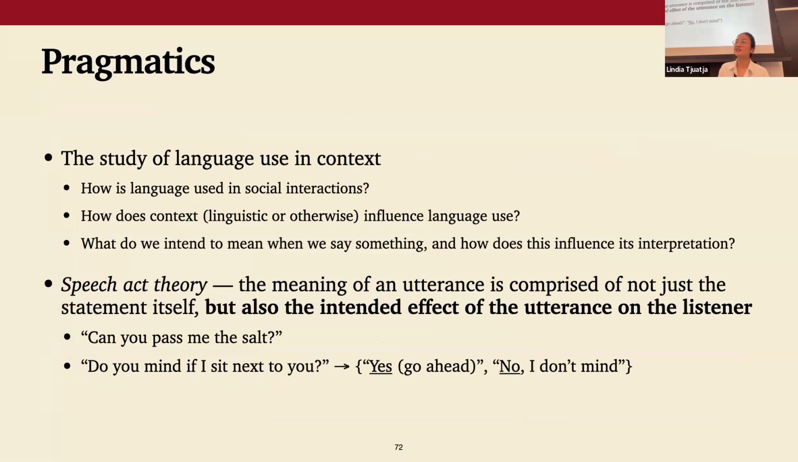Okay, so I think I'm actually going a lot faster than I thought I would, but pragmatics is an area where you can ask a lot of questions. There are also a lot of ripe things that we can look at in NLP. As opposed to semantics, pragmatics deals more with language use and context. So how is language used in social interactions? How does context, linguistic or otherwise, actually influence how we say things? What do we actually intend to mean when we say something, and how does this influence the interpretation by the listener?